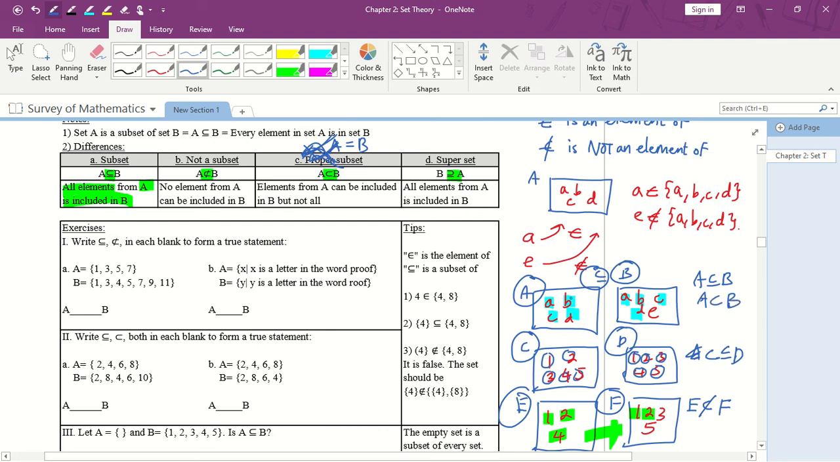A is inside, B is inside, C is inside, and D is inside. However, it doesn't accept it when A and B, or both of this set, have exactly the same elements. Like this case, 1, 2, 3, 4, 5 and 1, 2, 3, 4, 5, exactly the same thing, right? So in this case, we cannot write it as C proper subset of D, because it has exactly the same elements inside.